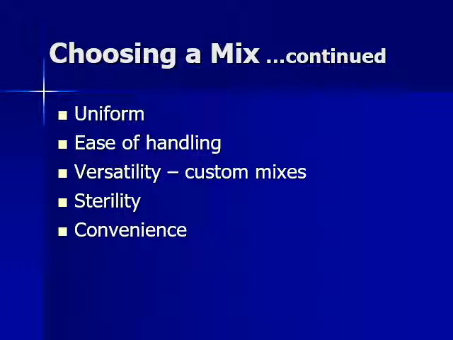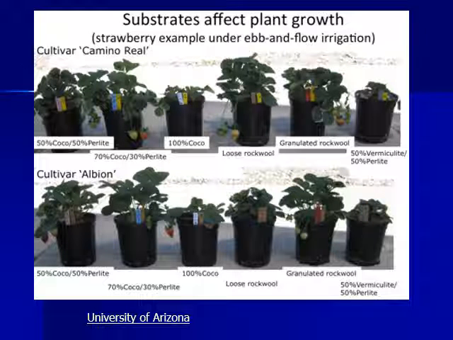So other factors for choosing a mix: uniformity, ease of handling, versatility, sterility, and convenience. All kind of convenient stuff or straightforward, I mean. But this last slide is showing an example of strawberries being grown in different types of mixes of media and seeing how successful they are. And it's quite a striking picture because you can see there's a lot of difference between them all. For example, 50% vermiculite and 50% perlite is horrible. The plants barely grown.